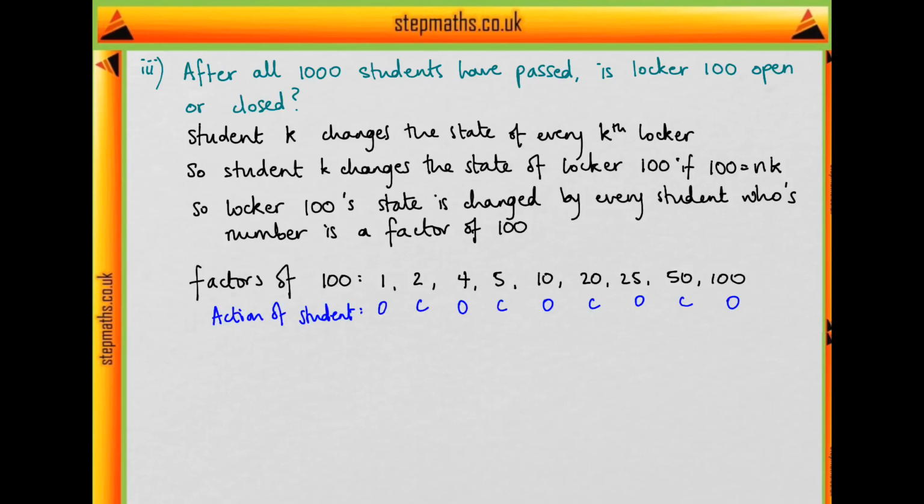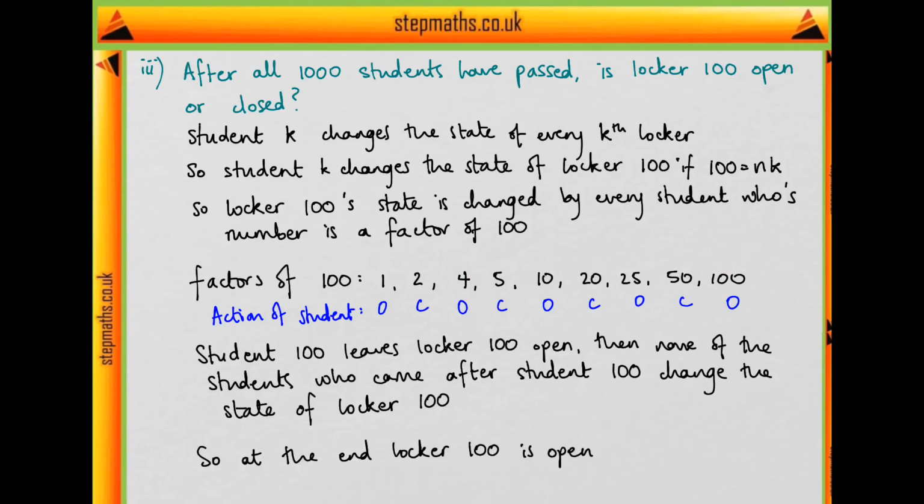And you can check, if you look at the action of each student, student 1 is going to come along and open the locker, then student 2 is going to close it, then student 4 is going to open it, and so on, until student 100 leaves it open. So because student 100 leaves locker 100 open, none of the students who come after student 100 is going to change the state of locker 100. And so at the end, after all of the students have passed, locker 100 is going to remain open.